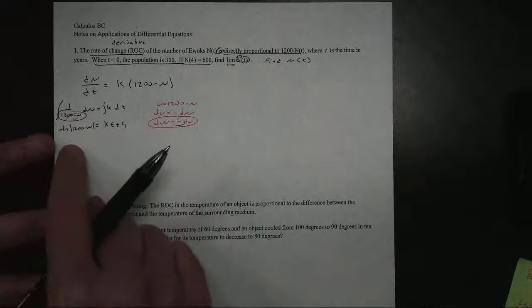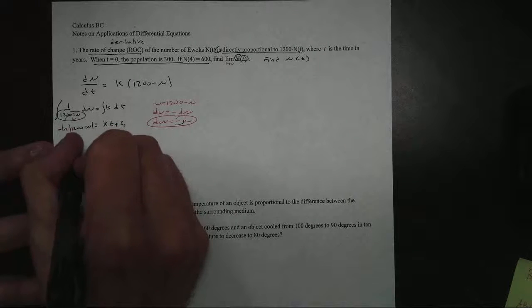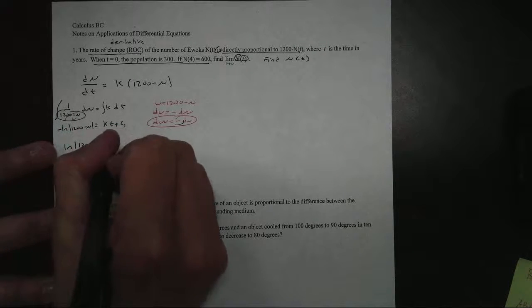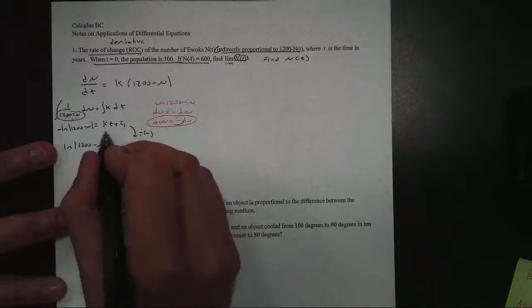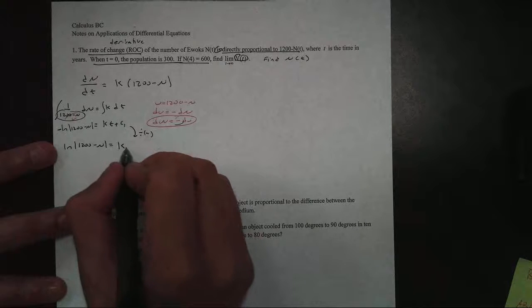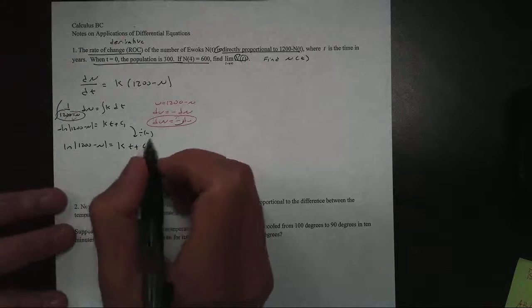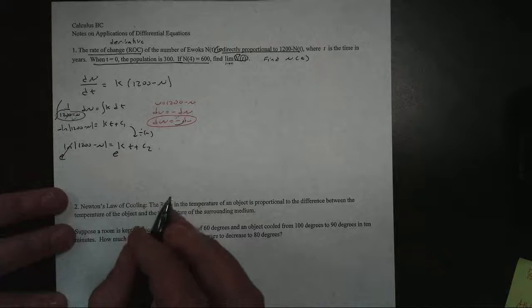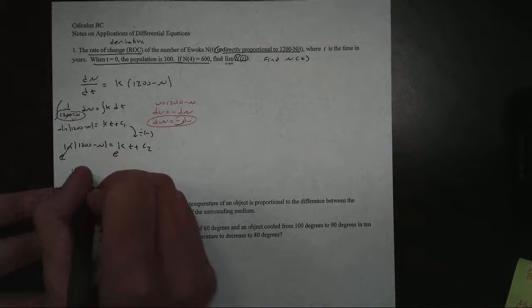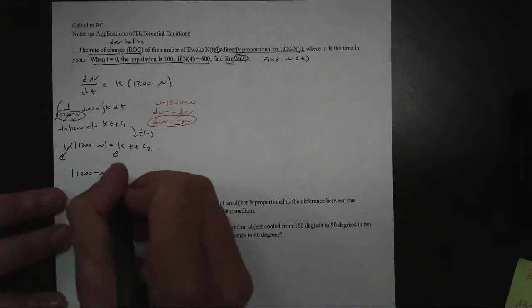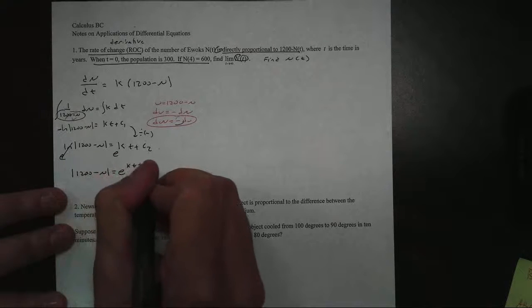What I'm going to do next is kind of a neat little algebra trick. Divide everything by negative. So I get the natural log of 1200 minus n equals... Now, what's funny happens when I divide by a negative, that k is a constant, so it just stays a constant. You can put negative k if you like, but you don't have to. So I get kt plus c2. And now we're going to exponentiate both sides. Natural log and e cancel here. I get the absolute value of 1200 minus n equals e to the kt plus c2.